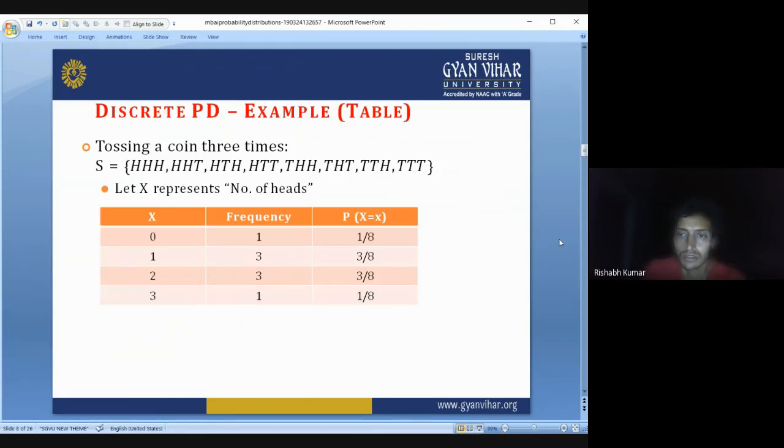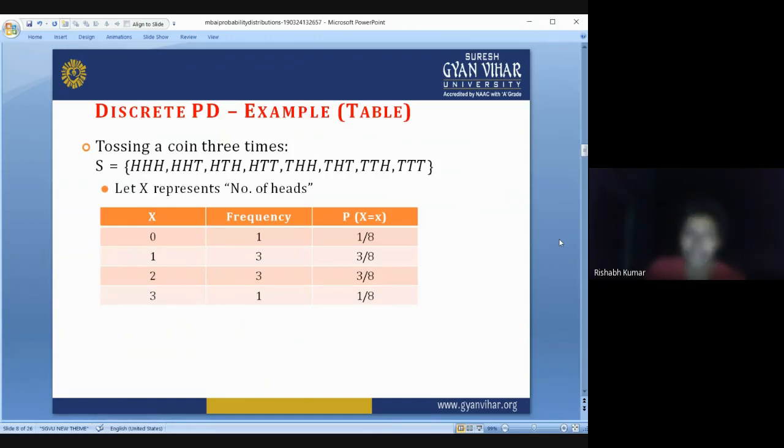So the set of all the possible outcomes is known as your sample space. So our sample space is going to be head head head, head head tail, head tail head, head tail tail, tail head head, tail head tail, tail tail head, and tail tail tail. So these are all the possible outcomes that we are going to get.